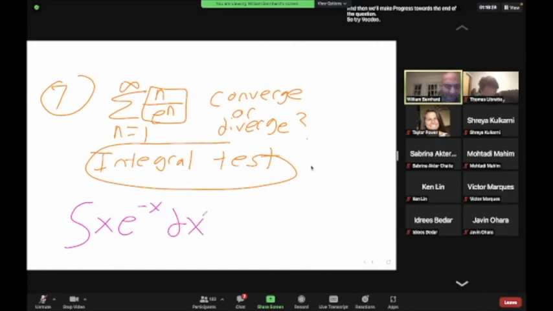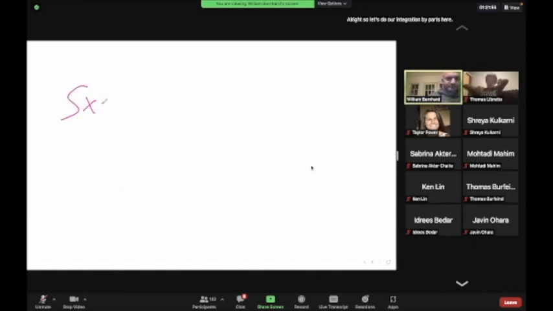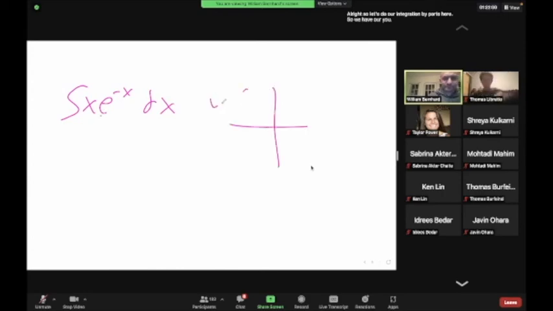So try it here. All right, so let's do our integration by parts here. So we have our u as x, dv is e to the negative x dx, du is dx. Now here's the interesting part.